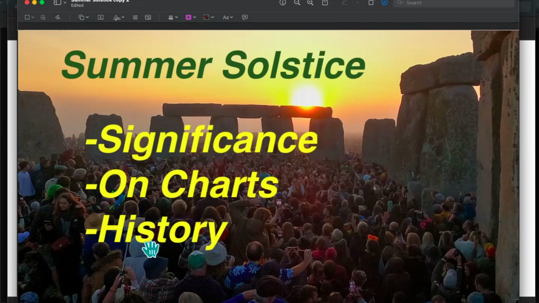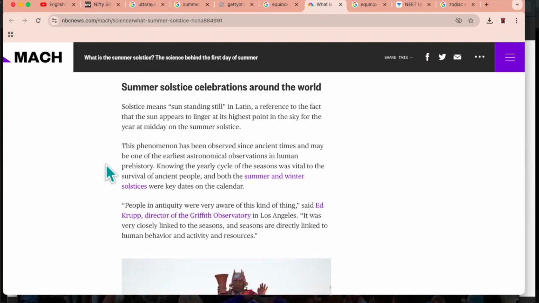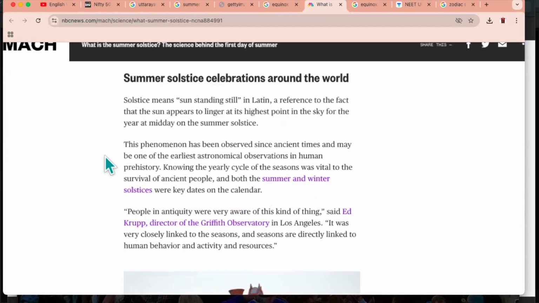Now, let's look at history also. What is the significance of the summer solstice in terms of history? If you look at this picture, probably this is of Stonehenge. So, let's look into the details of Stonehenge also. Now, let's look at one of the articles in front of us. It says something, and we'll try to read that part. Maybe let me zoom it.